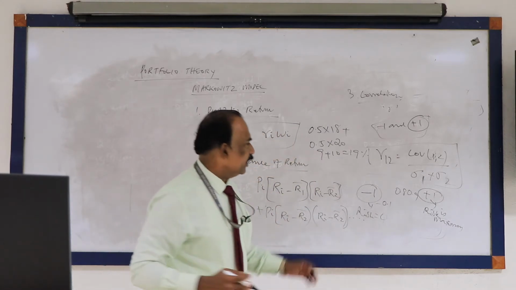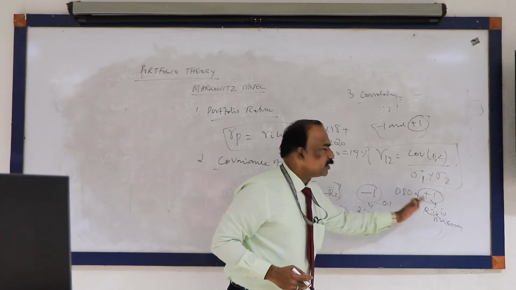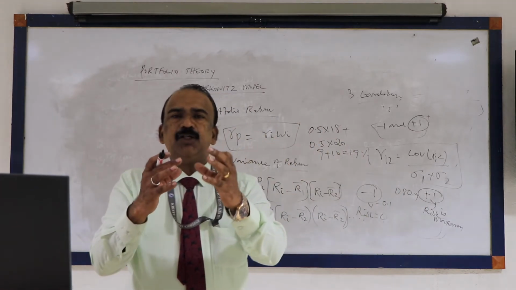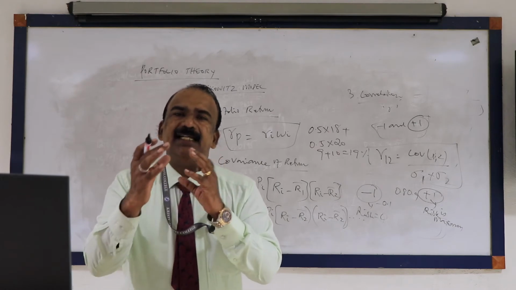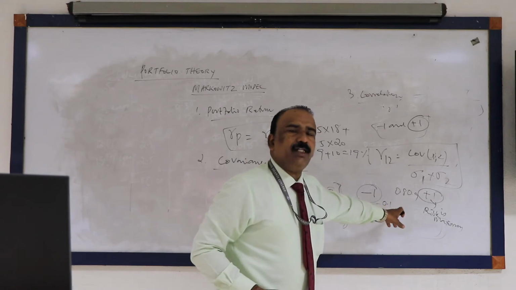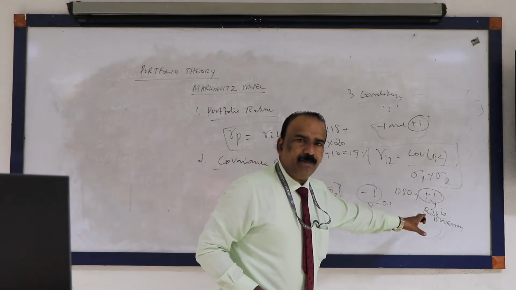The risk starts increasing, and when it touches plus one, the risk is maximum. So that is the relationship between correlation and the risk. The risk is maximum when the correlation between two stock returns is plus one.